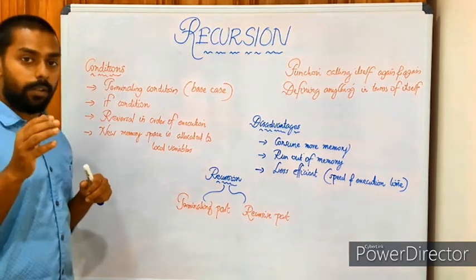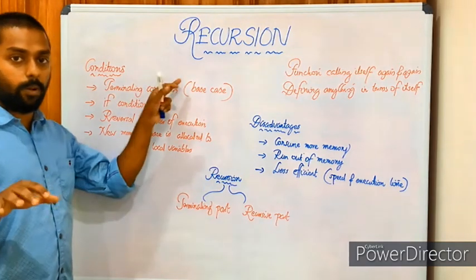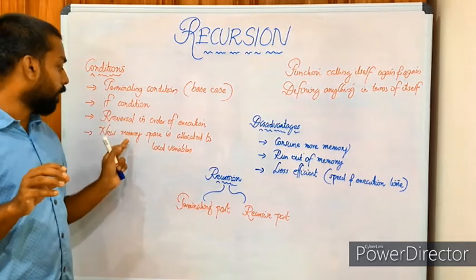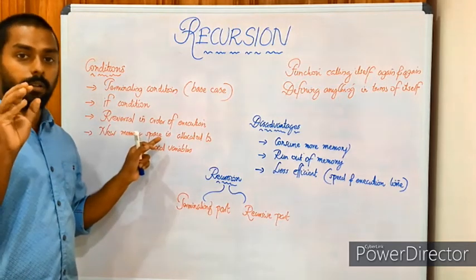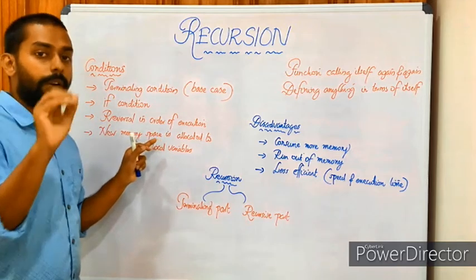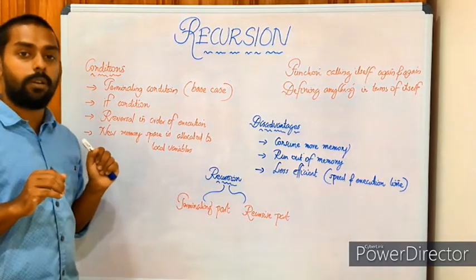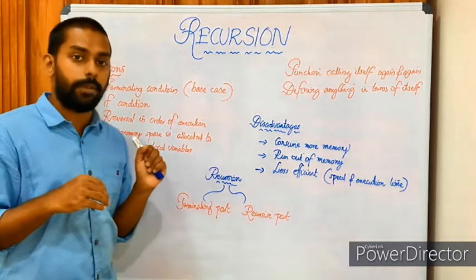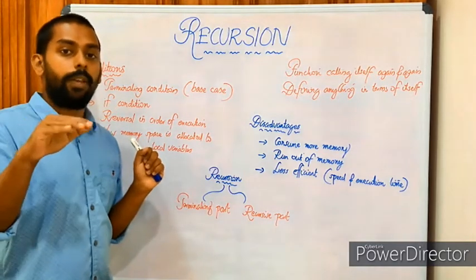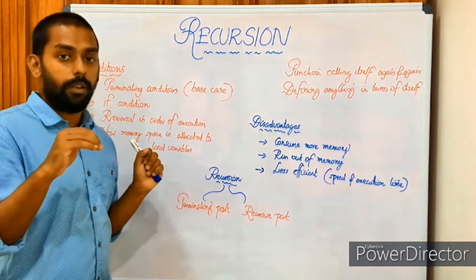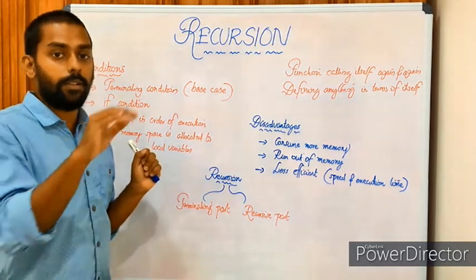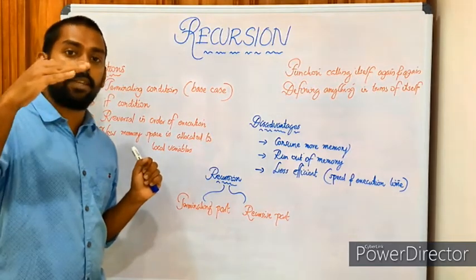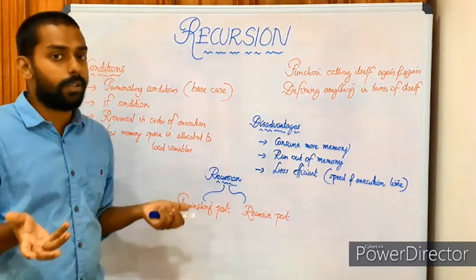A terminating condition must be there, otherwise there won't be any end. That's called the base case, and we are applying it through an if condition, and a new memory location will be created for the variable during each function call. Then there is reversal in order of execution. We know there will be multiple function calling statements. These calls will not be executed immediately. Instead, they will be placed onto a stack, and these are executed in reverse order. That is what a stack is.